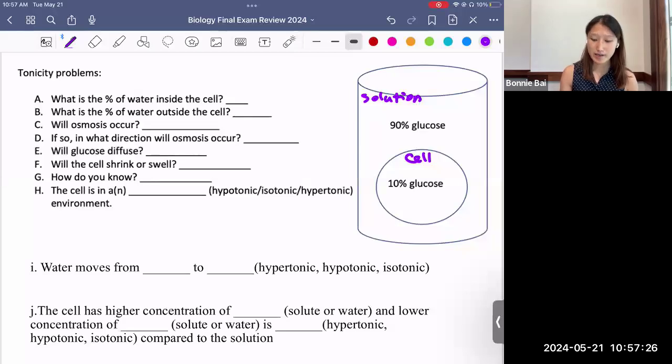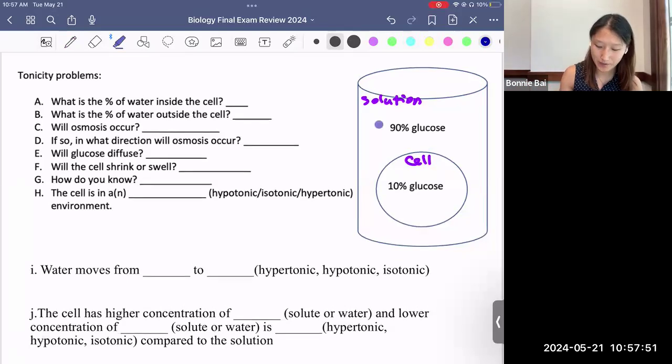So in this case, it says we have 90% glucose. And you want to think about, is glucose the solute or is it the solvent? The solute is what you dissolve into the water, and it can evenly spread out. So 90% glucose means the glucose is the sugar. You're putting a lot of sugar into this solution. It's very sugary water. And you put the cell into the very sugary water. What is that going to look like?